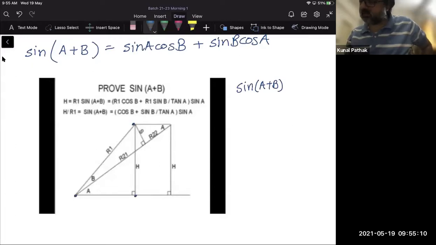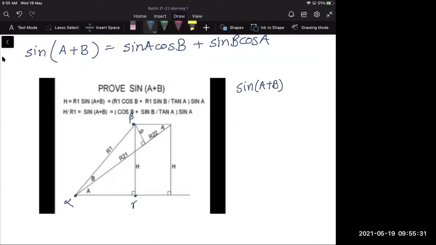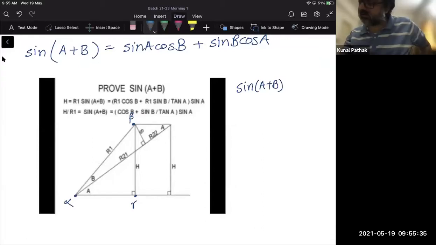triangle. In the right angle triangle, let's call this alpha, beta, gamma. I'm using Greek letters because I can't use PQR, I can't use AB. So sine A plus B is equal to the opposite side upon the hypotenuse of the triangle alpha beta gamma, right? And then all I have to do is figure out h by r1. That should be proof enough.